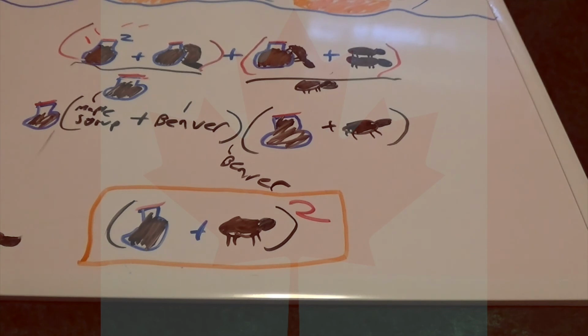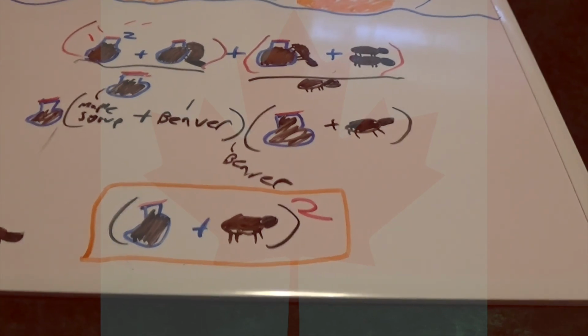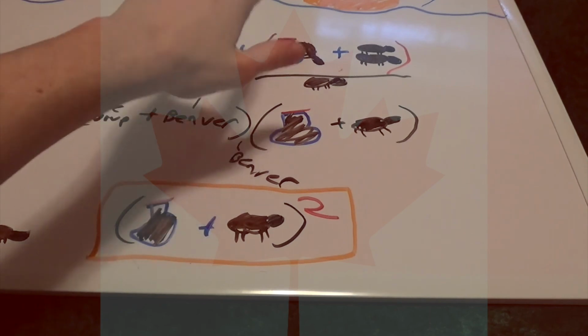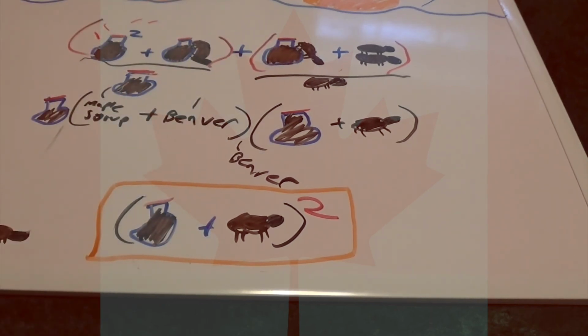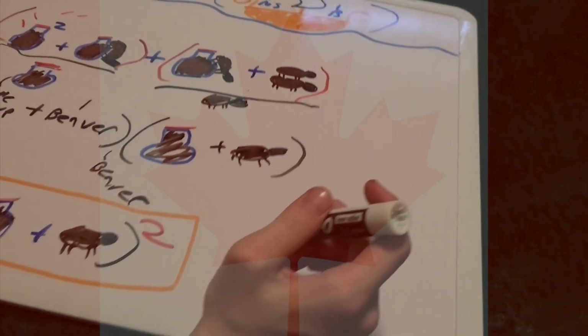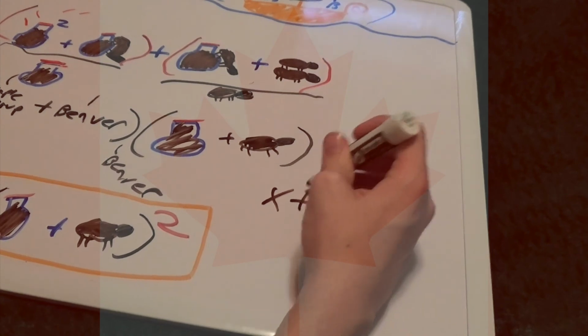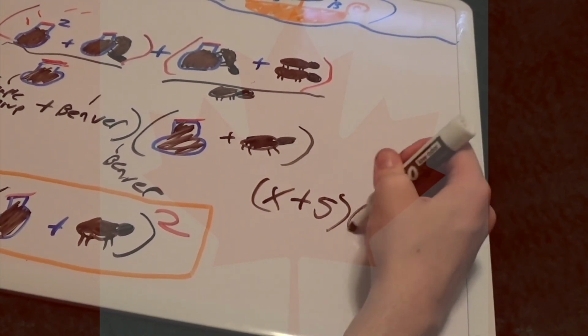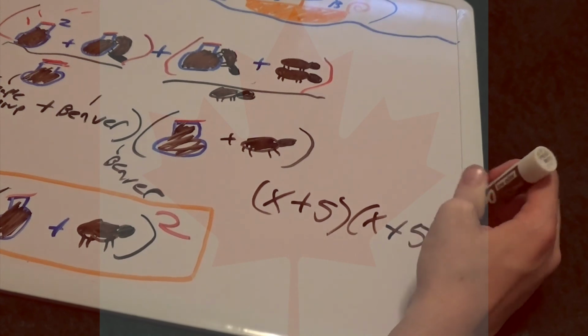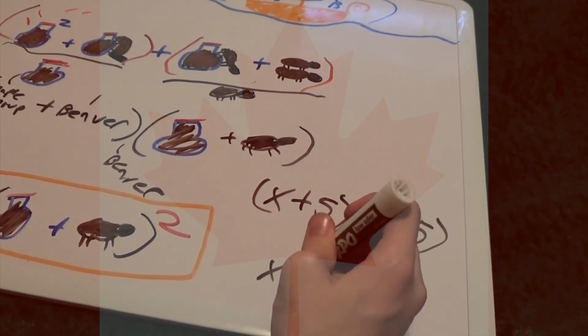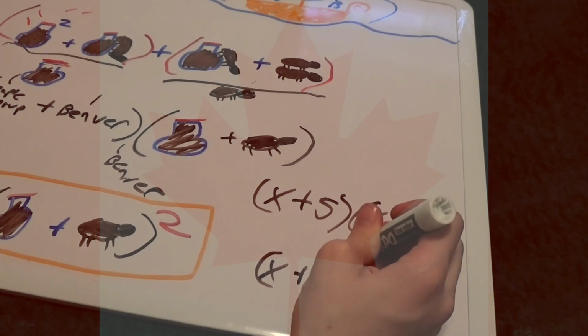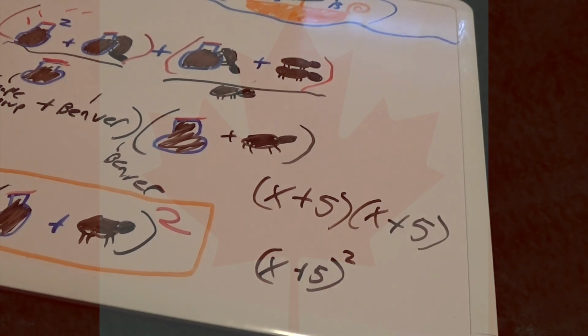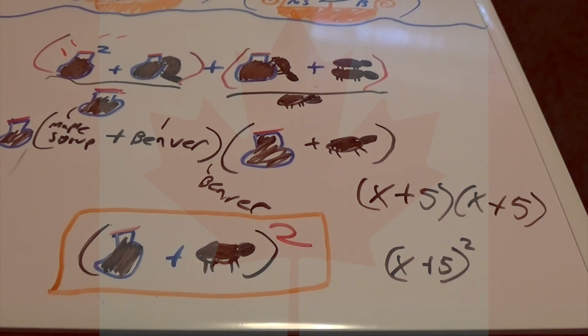See, this is a special case when both your answers are the same expression. You'll just simplify it to whatever it is, plus whatever it is, squared. Just to make it less confusing, if both your answers come out to x plus 5 and another x plus 5, you'll just put it as x plus 5 squared. Something along the lines of that, but I don't know. Maple syrup and beaver seems very appropriate.